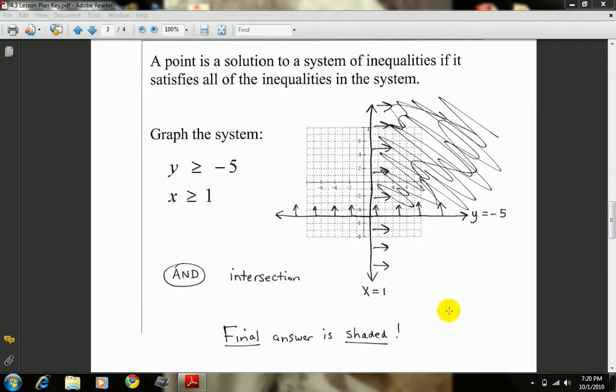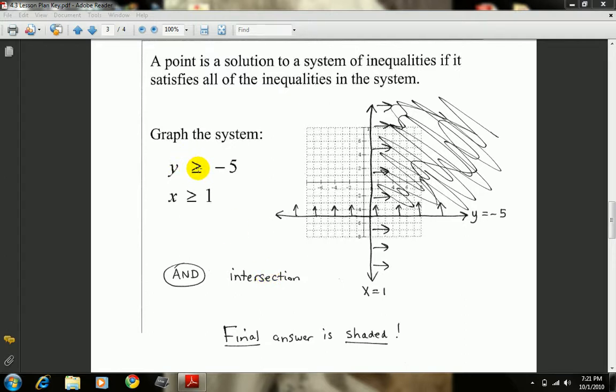Okay, ladies and gentlemen, the 4.3 lesson plan key is going to continue. The next problem that we're looking at asks us to graph the system, and that basically means that you have been given two inequalities. We're going to do this one at a time to start with, and then because you don't see the word "and" or "or," you assume it's an "and." So whenever you see a system of inequalities, you assume that the word joining them is "and." In order to find the solution to a system with the word "and," you find the intersection of their graphs.